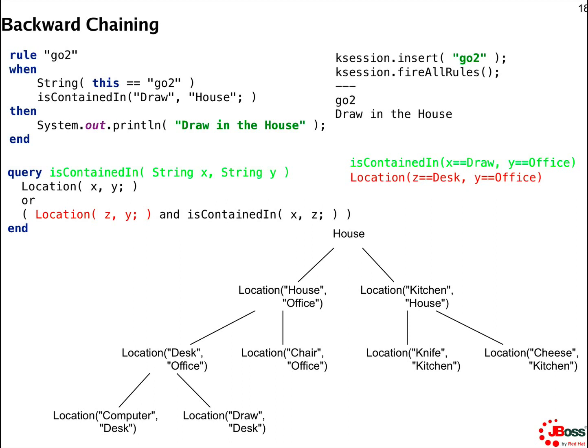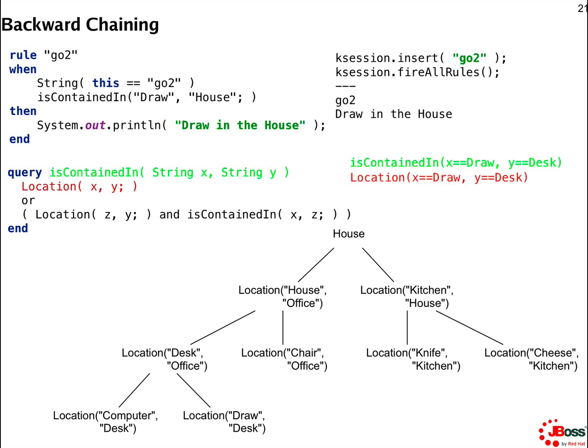Again, there is no fact or instance of draw and office, so it doesn't match against the first location pattern. Instead, it uses the or to match against the next one. As the Z is unbound, that will return a row of data for every item in the office, and the first one it would return would be the desk. So here, Z is equal to desk. This results in is contained in being called recursively again, with the arguments of x equals draw and z equals desk. We've now recursed down isContainedIn 3 times.